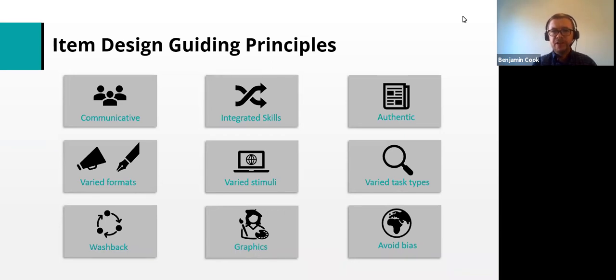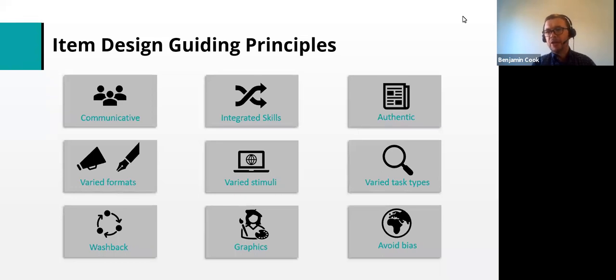The eighth point here is graphics. Particularly for lower levels, we've included lots of images, lots of graphics, because that requires less processing for lower levels. We didn't want to overwhelm learners at A1 and A2 with too much text. Where possible, we've included graphics. For example, in multiple choice, they see three images. And I'll show you some examples of that as we go through the test.